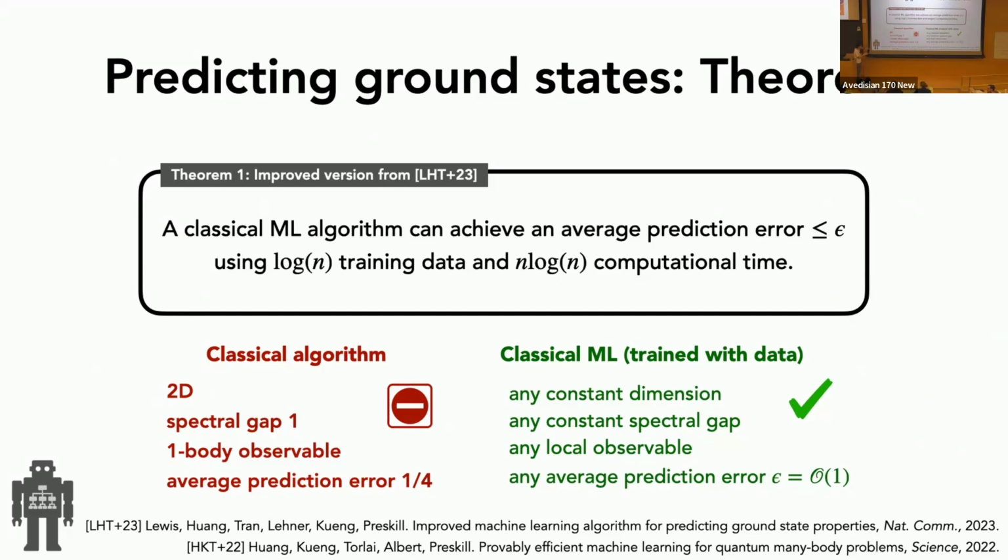And what we need to prove is, first, that this functional form is expressive enough to predict ground state properties accurately, and second, that it can be efficiently trained and so on. So that's the general idea.